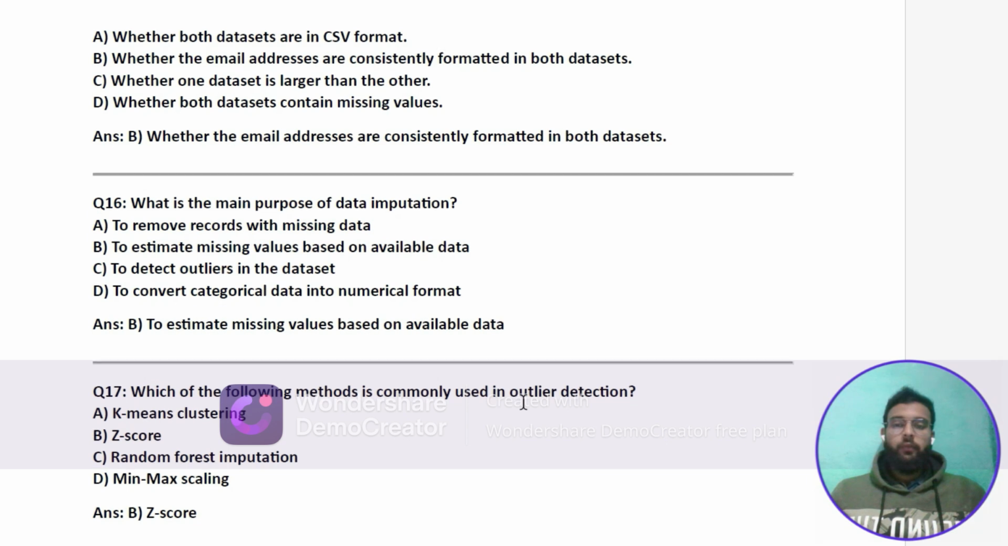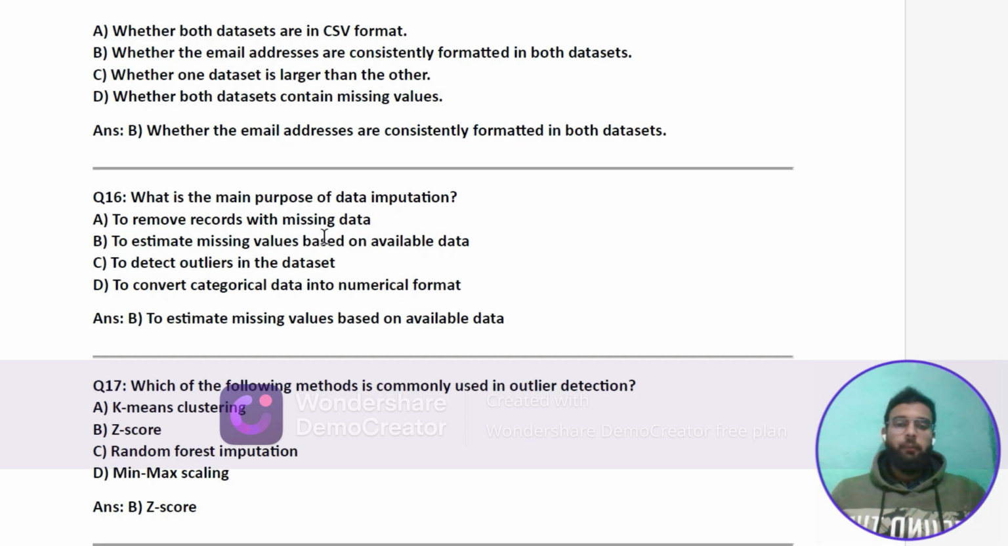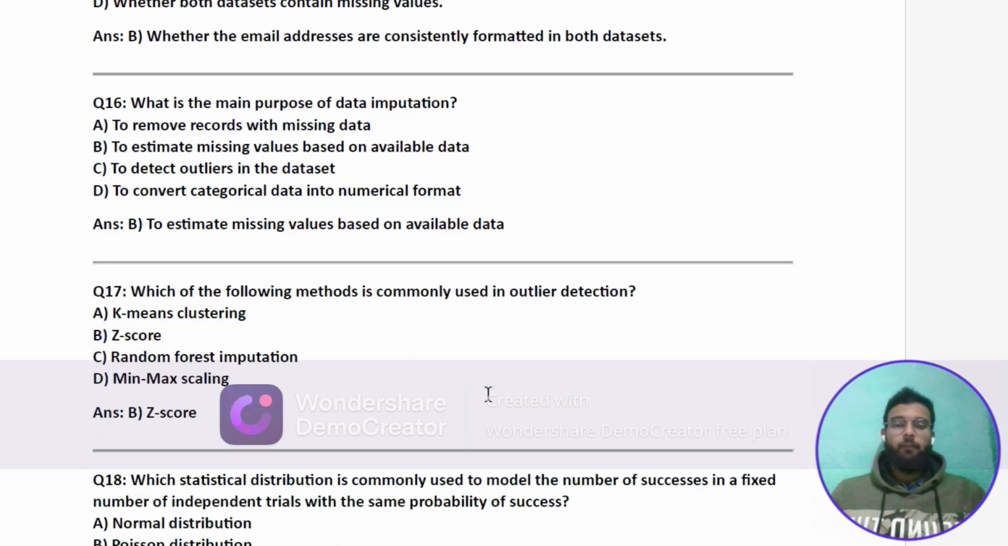So our 16th question is, what is the main purpose of data imputation? So the options are A, to remove records with missing data, B, to estimate missing values based on available data, C, to detect outliers in the dataset, and D, to convert categorical data into numerical format. So the correct answer for this is option B, to estimate missing values based on available data.